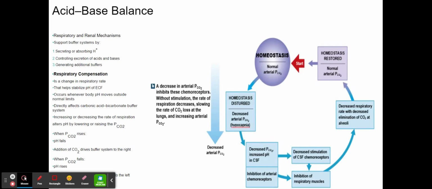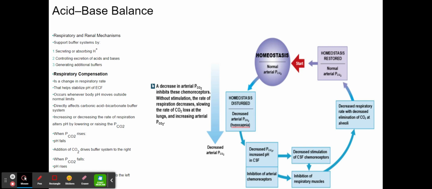These mechanisms support the buffer system by 1. Secreting or absorbing hydrogen, 2. Controlling the excretion of acids and bases, and when necessary, 3. Generating additional buffers. As we've noted, it is the combination of buffer systems and these respiratory and renal mechanisms that maintains body pH within narrow limits.